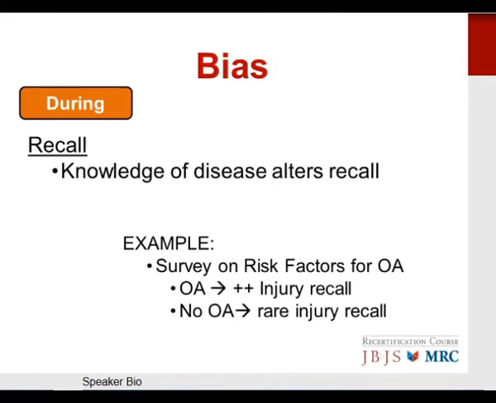A recall bias is probably the single most common bias in all of orthopedic research, and the knowledge of a disease alters a recall. And all of you have experienced this in your clinics. So if you provide a survey on risk factors for OA and you find the patients who have osteoarthritis in their knee, almost all of them recall that old football injury or that old pothole that they stepped in as a teenager, and they think that that injury is what's caused their knee osteoarthritis. But if they don't have OA and they don't have a knee that bothers them, rarely, if ever, are you going to remember those dings that you had in the football season as an adolescent that may have caused something in the future.